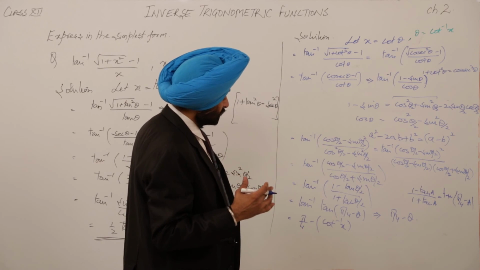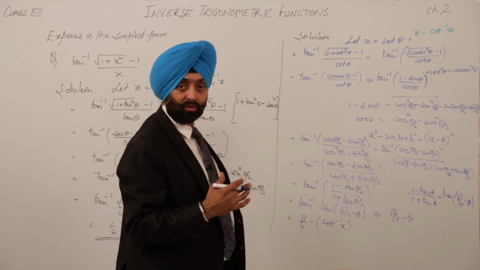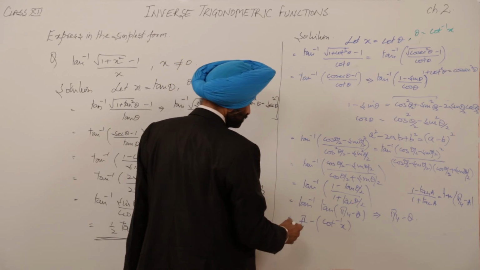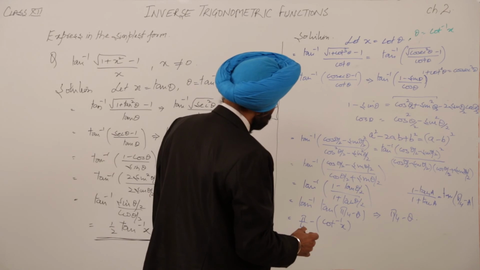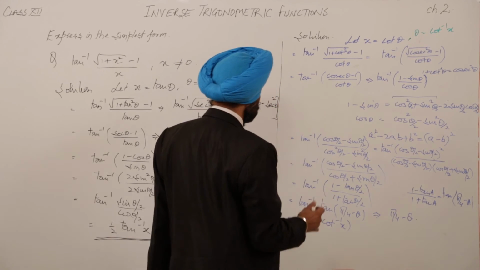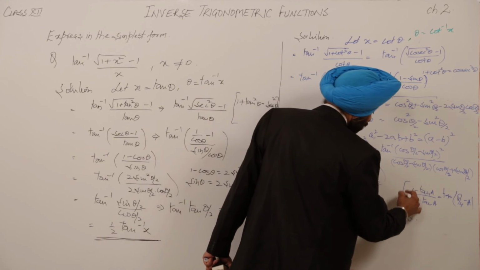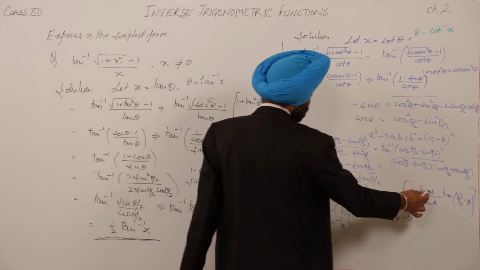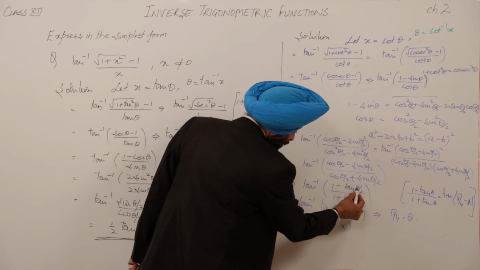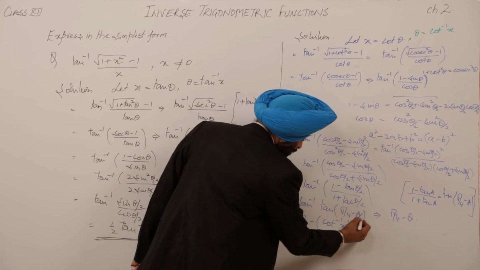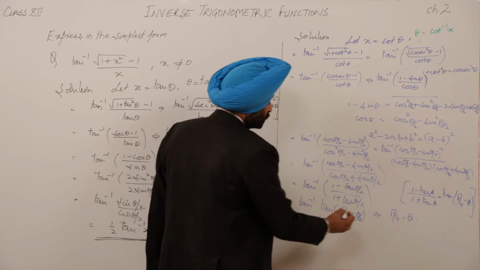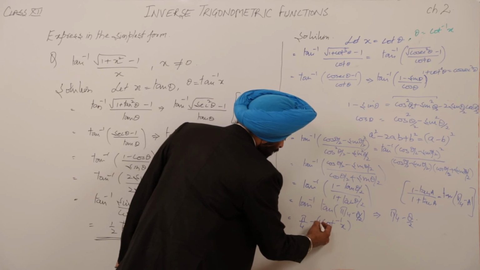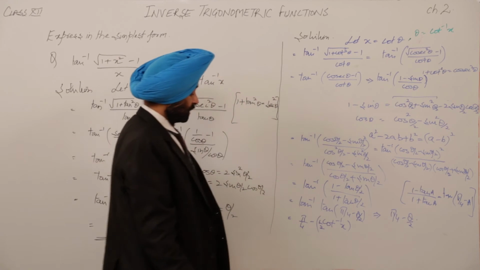Now to cot inverse x, what should I do? Now dear students, I have just written a formula here that was for pi by 4 minus A. Here was angle A, but unfortunately here it is angle theta by 2, so this becomes theta by 2. Okay, so here also theta by 2. So we are having half cot inverse x because it was theta by 2.